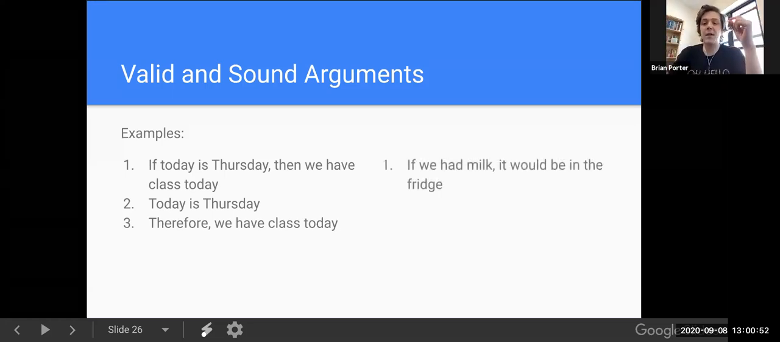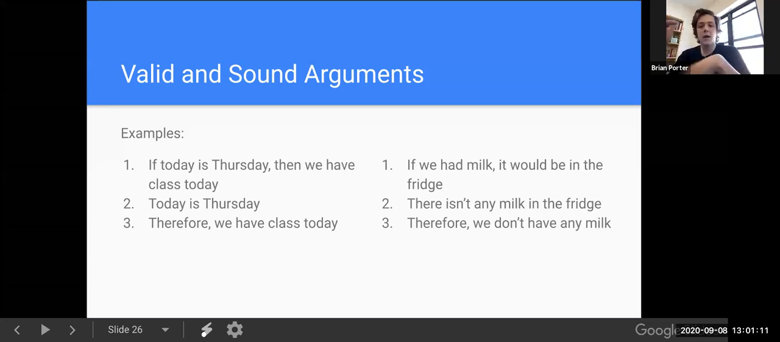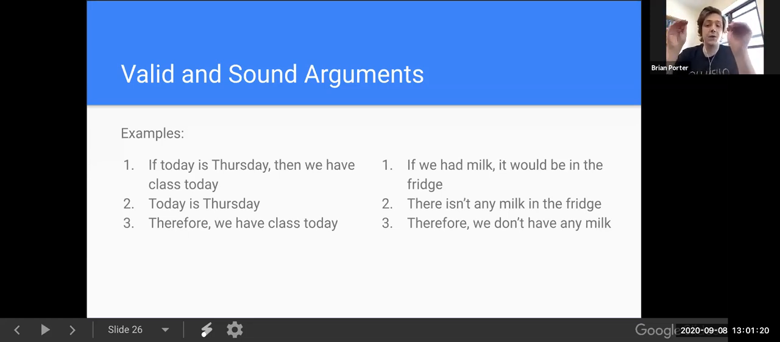Here's another example. If we had milk, it would be in the fridge. There isn't any milk in the fridge. Therefore, we don't have any milk. Right? That's a valid argument based on the if P then Q, not Q, therefore not P argument form we talked about on the last slide. So maybe the premises are true. Maybe the premises are false. But if the premises are true, then the conclusion must be true because it's a valid argument.